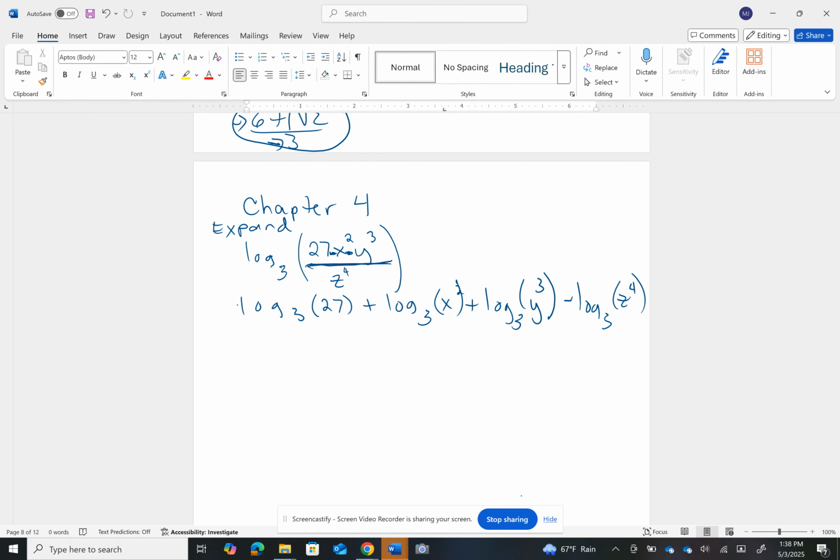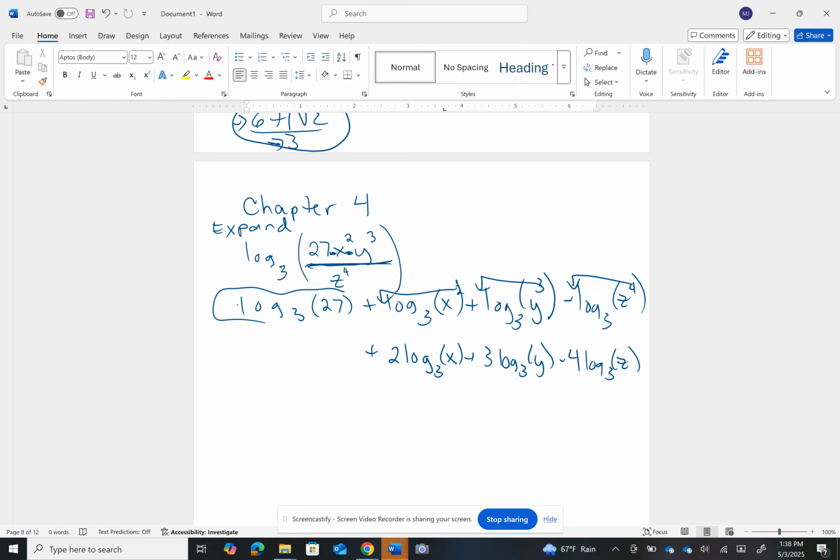All right, then we have the x squared, the y to the third, and the z to the fourth that had you doing the log of a power. So you can bring those exponents down in front. So this would be 2 times the log base 3 of x. This term would be 3 times the log base 3 of y. And this one would be 4 times log base 3 of z. Those are expanded as much as possible.